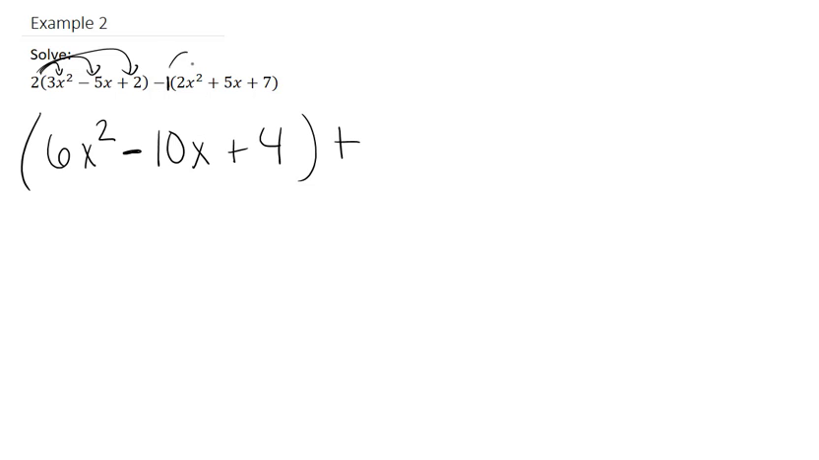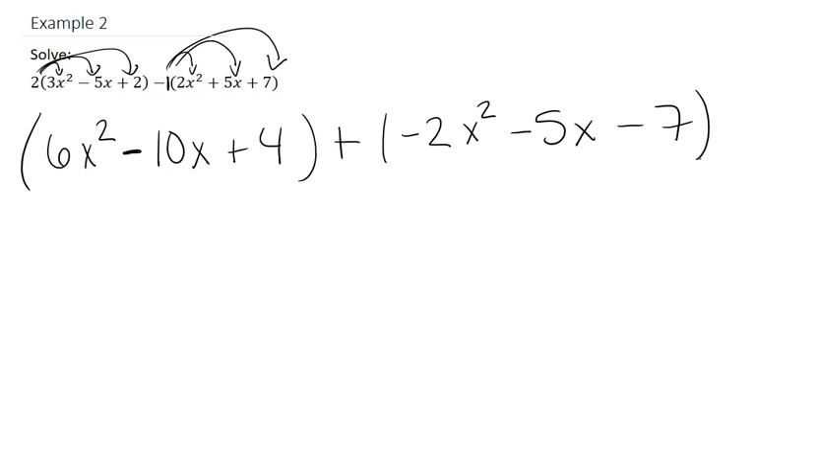Then we have a negative 1, and we're going to multiply it by the 3 terms inside. So negative 1 times 2, that's negative 2x squared. Negative 1 times 5 is negative 5x. And negative 1 times 7 is negative 7. Now we need to go ahead and add like terms. We see we have an x squared here and an x squared here. We can combine those. We can combine this 10x with this 5x. And then we have just two numbers that we can combine.